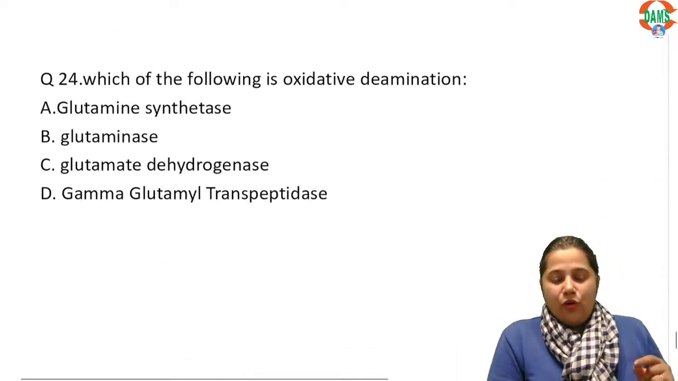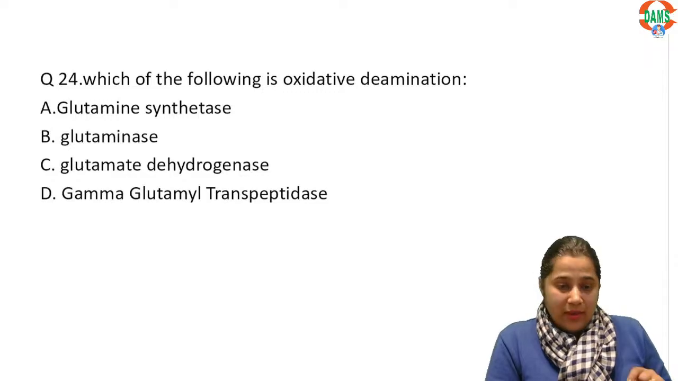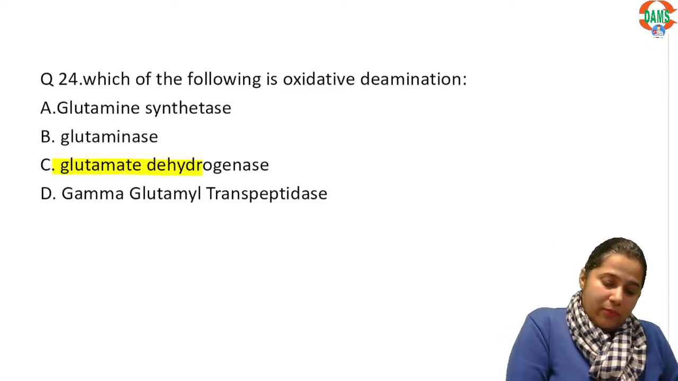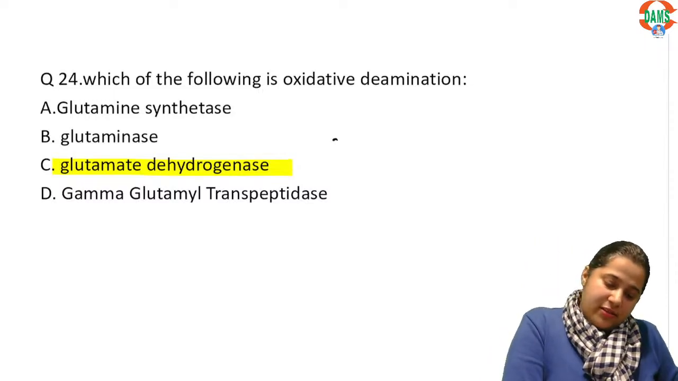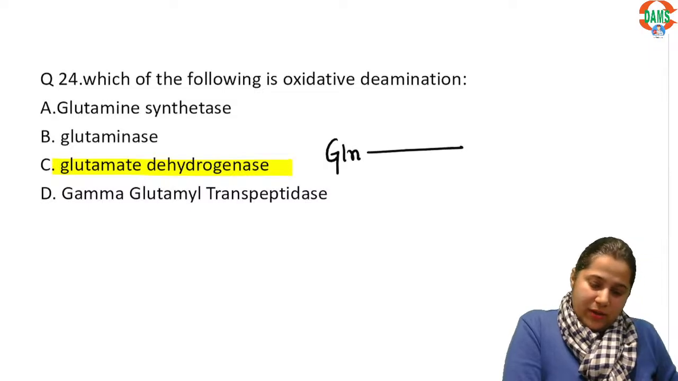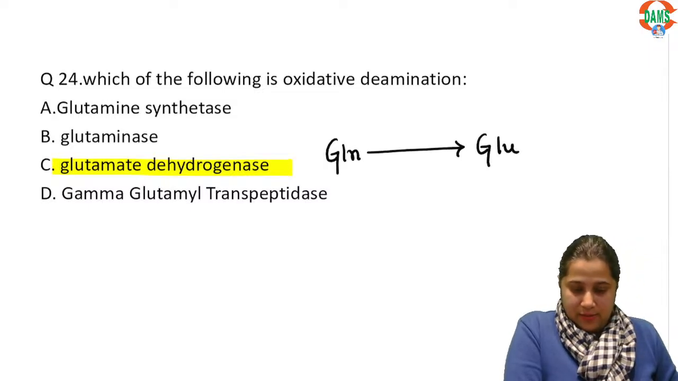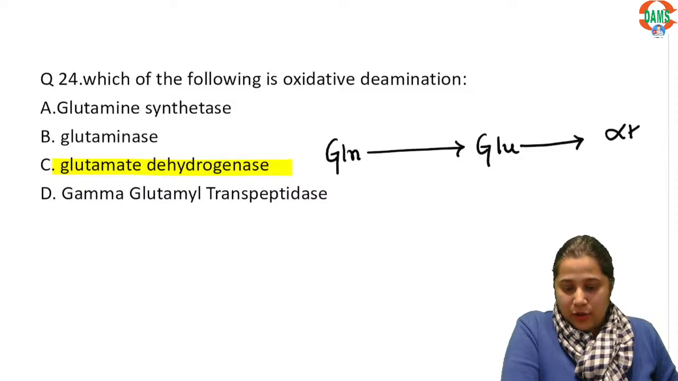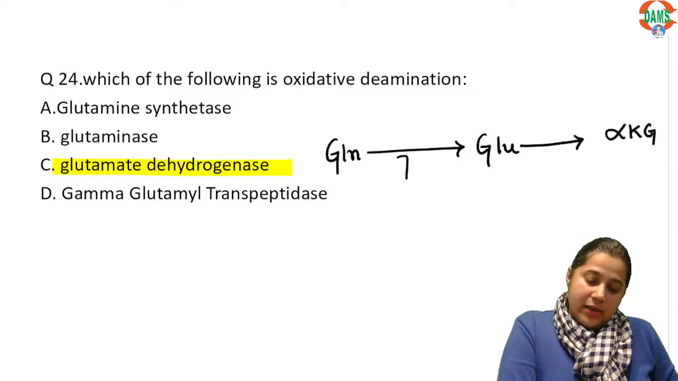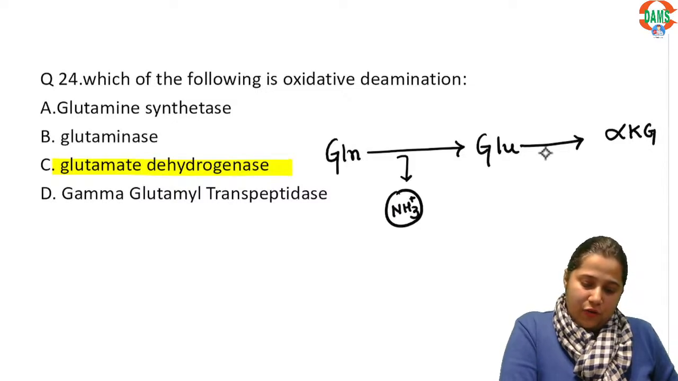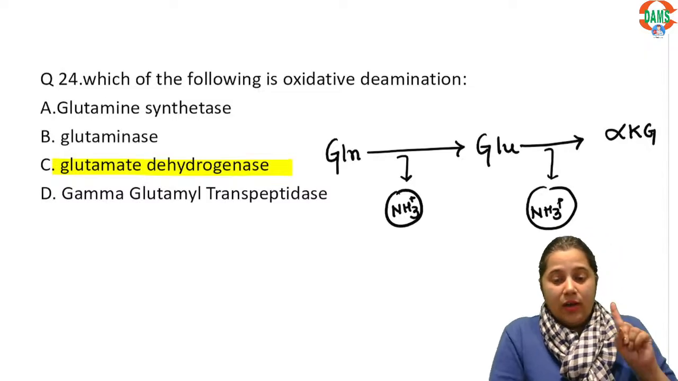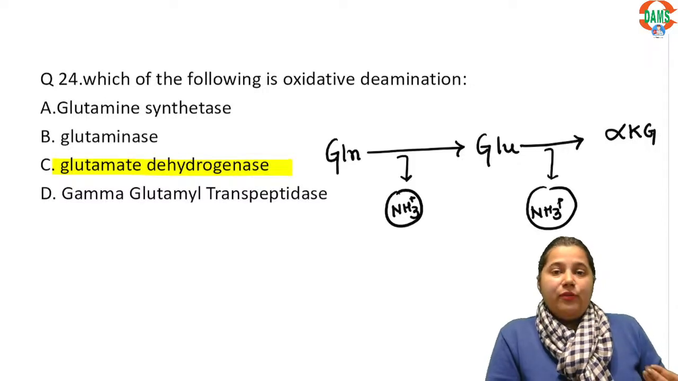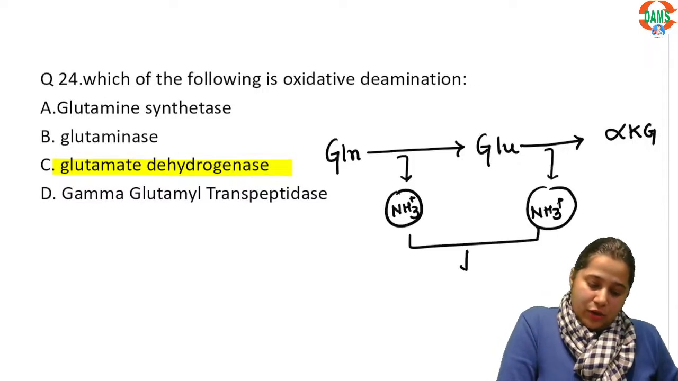Which of the following is oxidative deamination? The enzyme is glutamate dehydrogenase. Please note, we discussed in one of the questions that glutamine is converted to glutamate, which is then further converted to alpha ketoglutarate. Both these reactions occur by release of free ammonia, but this free ammonia is not lost in the blood. Rather, it will be entering the urea cycle.